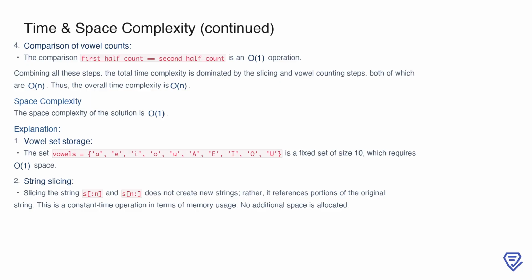Moving on to space complexity, the solution uses a fixed set to store vowels, which requires a constant amount of memory, or O(1). When slicing the string into two halves, Python does not allocate new memory but instead references portions of the original string, meaning no additional space is consumed. This ensures the slicing operation only affects time complexity and not space.